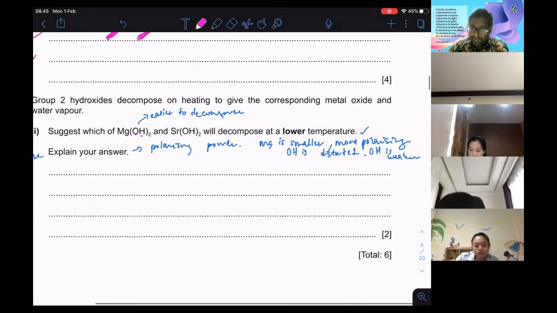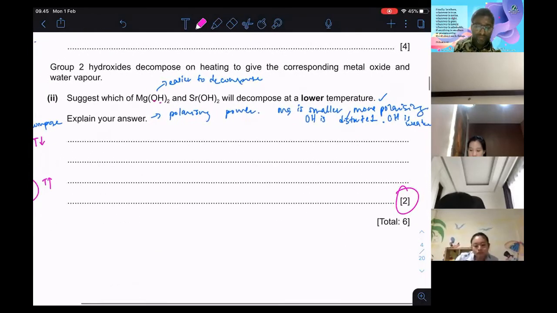But have a look at the marks. Only 2 marks are given. So first, you need to answer the question. Which one will be easier to decompose? If I look, magnesium is at the top, strontium is at the bottom. So in your periodic table, magnesium will have more polarizing power. Then it will be able to polarize OH, and then OH will be broken easily. It will be decomposed at lower temperature. So that is what is playing in my mind. So the answer is magnesium hydroxide.